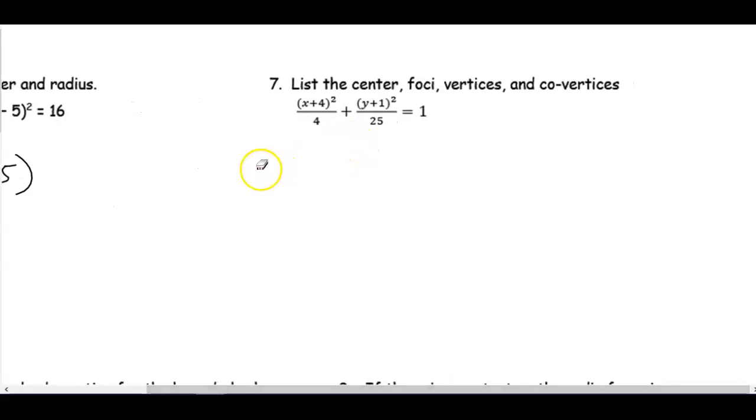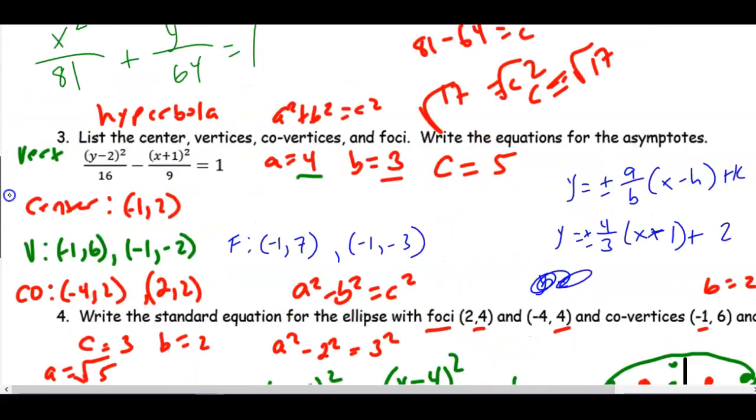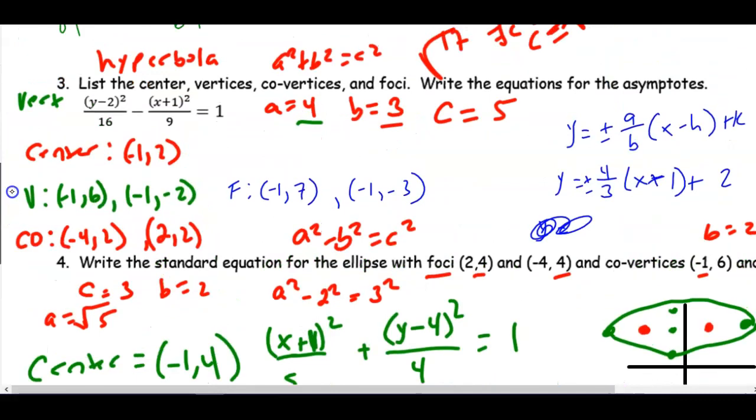Over here, center. This is an ellipse. I know it's an ellipse because again, A has to be greater than B. So that means A is 5, B is 2. That means A is right here. This is vertical. Did I play with that other one? You know what I realized? I think I did. Oh, this is a hyperbola. No, we're good. Let's keep going.